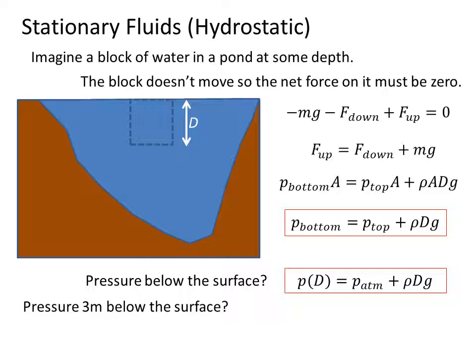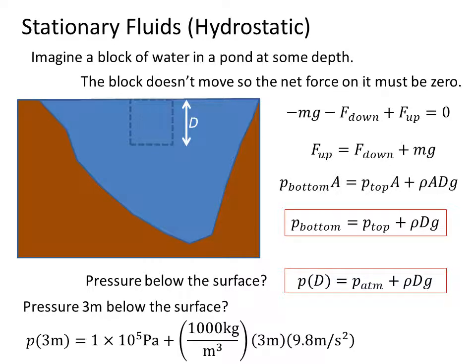So let's take an example. Pressure 3 meters below the surface is equal to the pressure at the surface, which is 1 times 10 to the 5th pascals, plus 1,000 kilograms per meter cubed, the density of water, times 3 meters times 9.8 meters per second squared. And this is equal to 1.3 times 10 to the 5th pascals. So for every meter, you get a tenth of 100,000 pascals, or a tenth of an atmosphere.